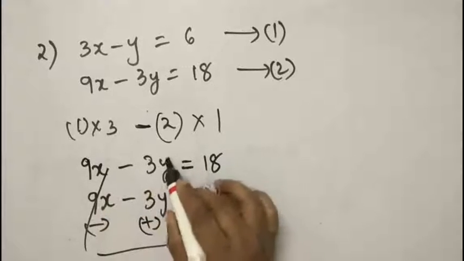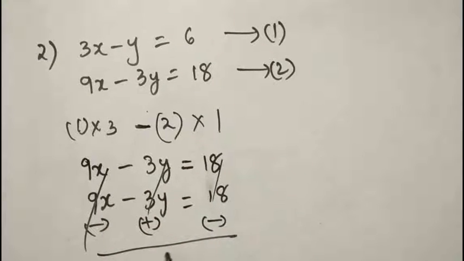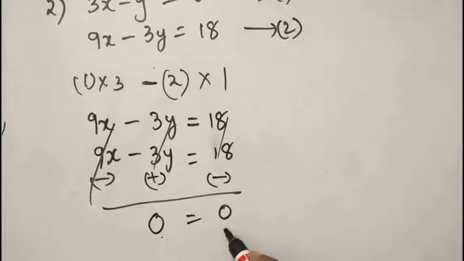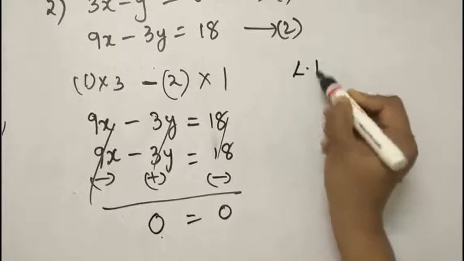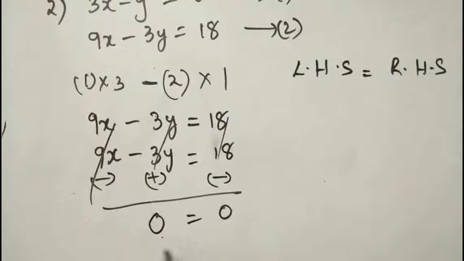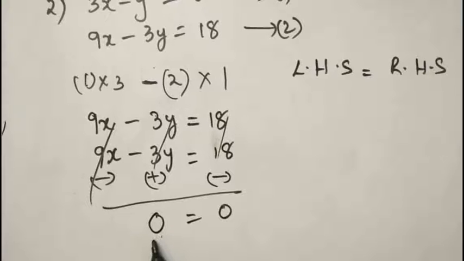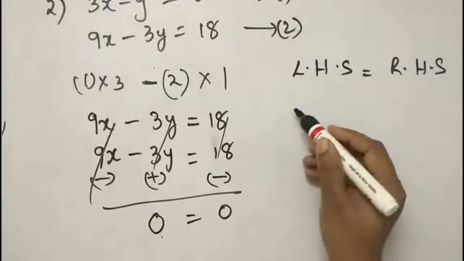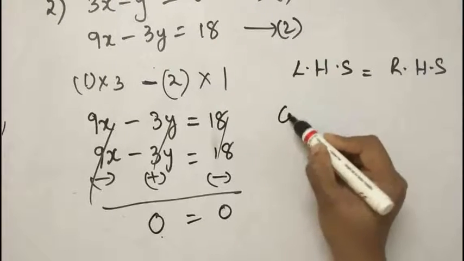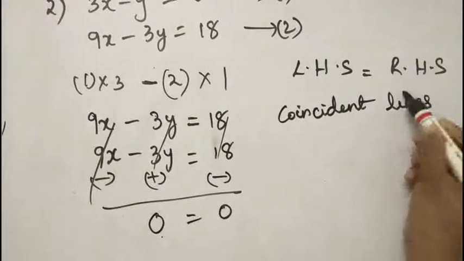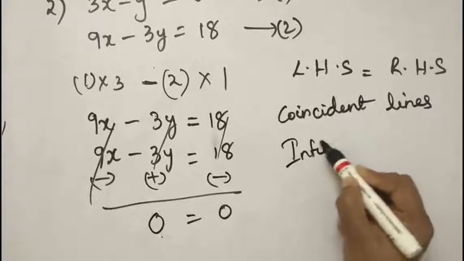These two get cancelled, these two get cancelled, and these two get cancelled. So, I got here 0 equal to 0. Means I got LHS equal to RHS. The value of LHS equal to RHS, but we didn't see the variables x and y in LHS. So, here LHS equal to RHS as we studied now. So, when LHS equals RHS, it means this pair of lines are coincident lines and they have infinitely many solutions.